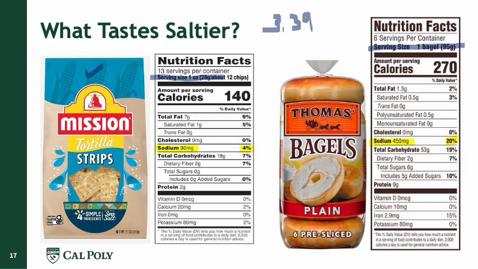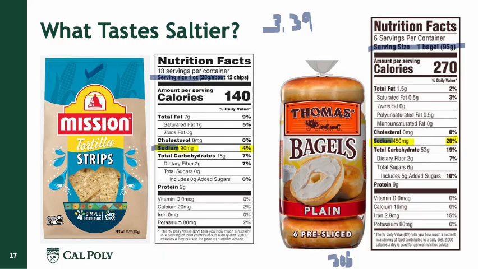So now let's take a look at sodium. Here we have sodium, 90 milligrams, and sodium 450 milligrams. So if we multiply these 90 milligrams times 3.39, we'll have here 305 milligrams. So if we want to compare them, if they had the same sodium content, we'd expect the bagels to have 305 milligrams.